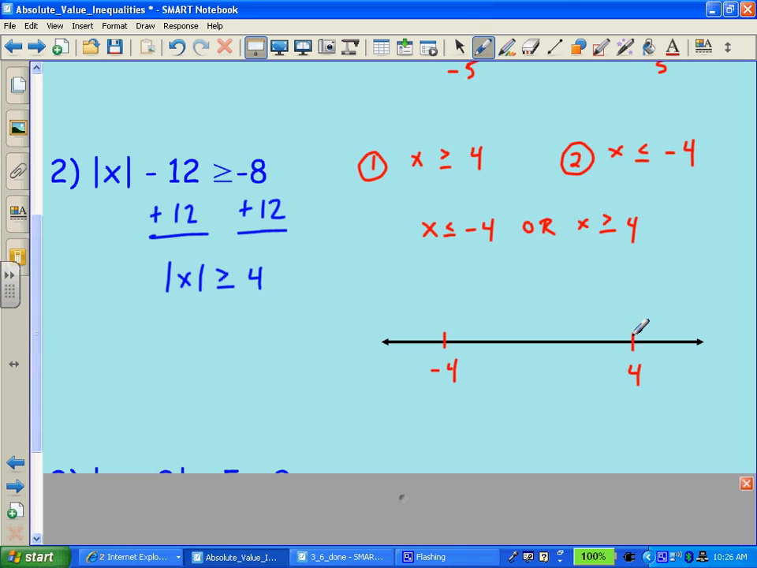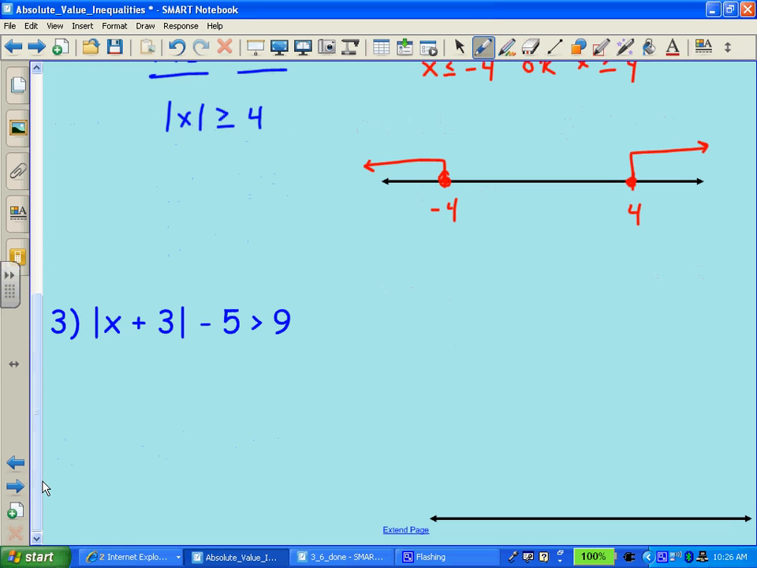Go grab my number line here. I'm going to put negative 4 on there. And 4. So x less than or equal to negative 4 would be a closed circle to the left. Greater than or equal to 4 would be a closed circle to the right. And one last example here. Again, this one's one of the little bit more complicated ones.